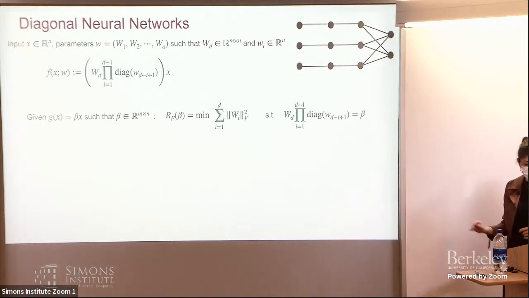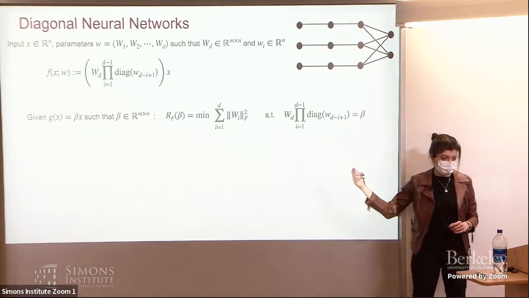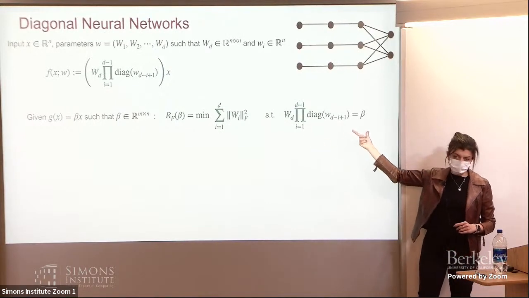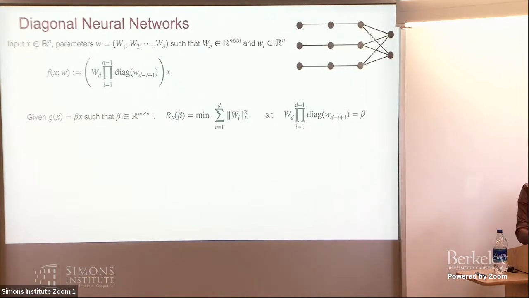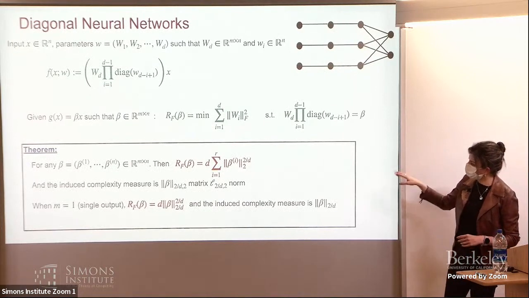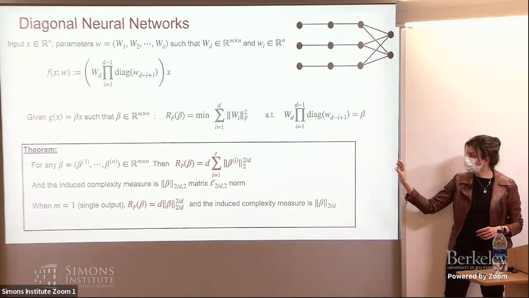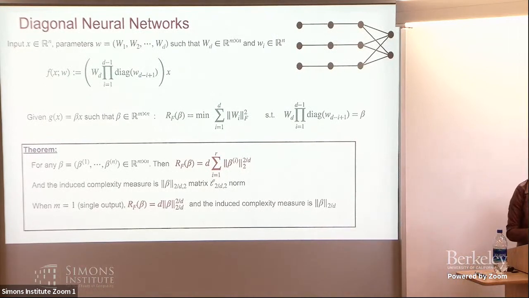So the representation cost is again defined as the minimum over the summation of Frobenius norms. But now I want this property to hold: the last layer times these diagonal matrices should be equal to beta. Again, if you think about it, the proof is not that difficult. Again, these diagonal matrices can commute, so that helps a lot.